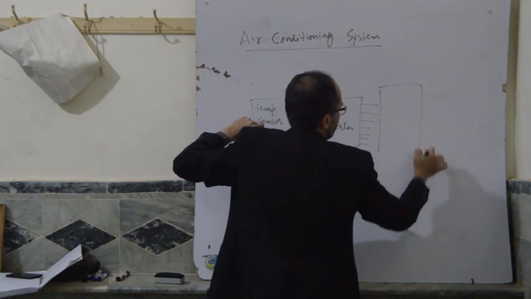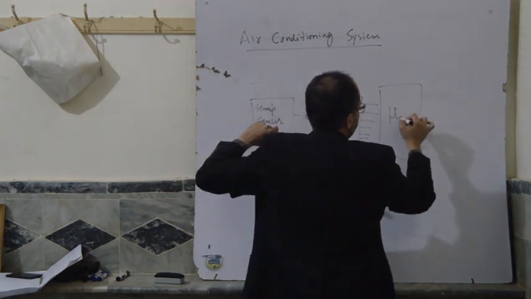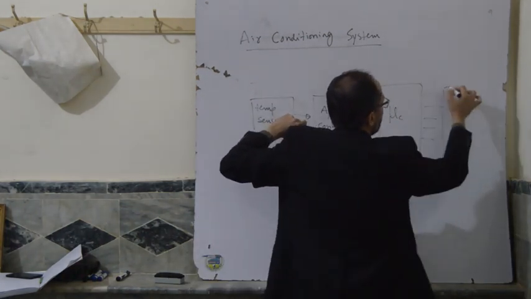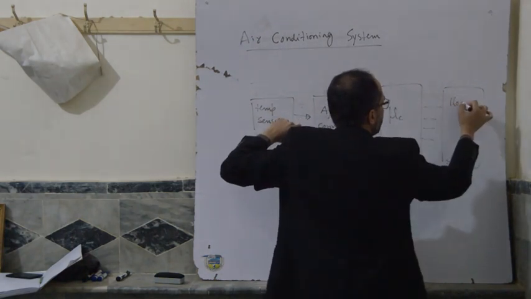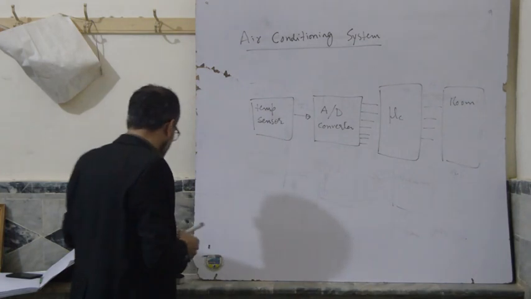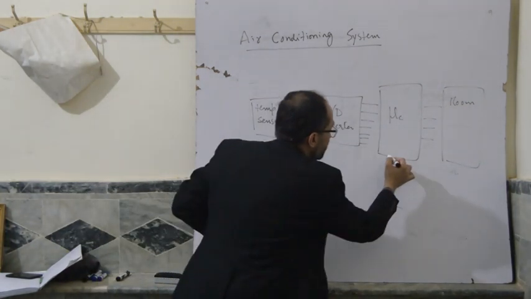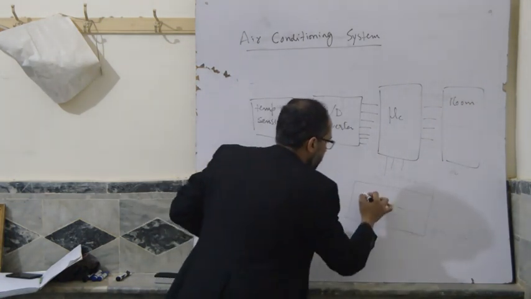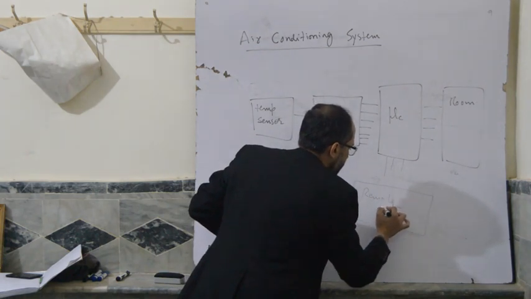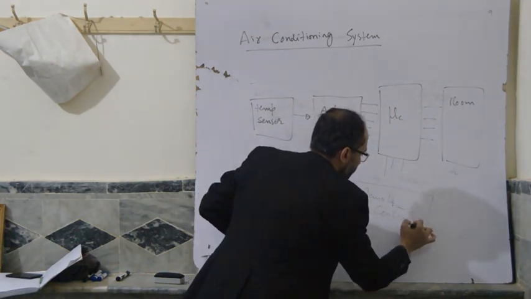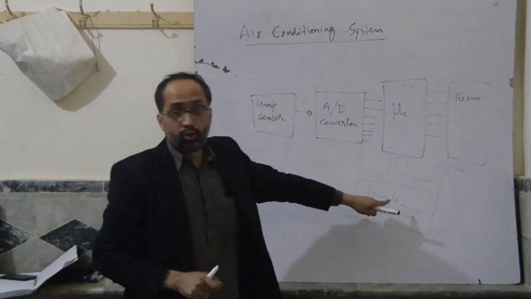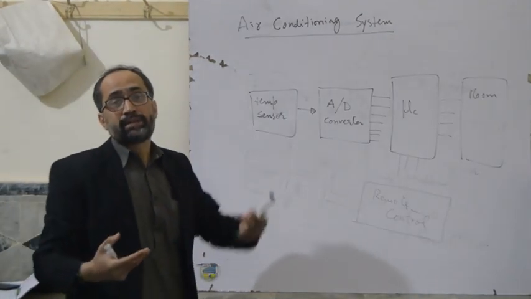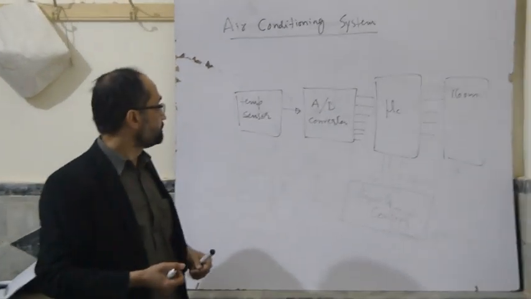This digital data will be processed by some microcontroller, and then it will control the room temperature. And with this microcontroller, there is also another input device, and that input device may be a remote control. Through this remote control, we can configure this air conditioner. We can set the temperature to a high temperature or a low temperature.